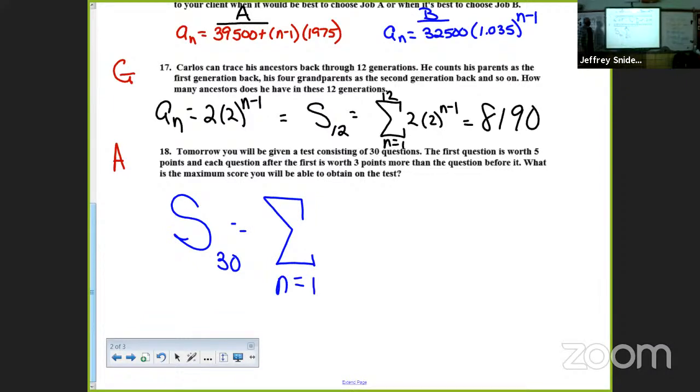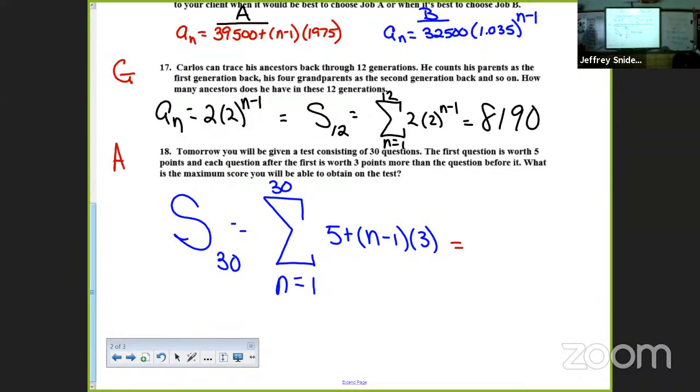I want the rule. What is the rule going to be on this one? A sub n equals 5 plus parentheses n minus 1 times 3. Boom, there it is. That's what you would put into Desmos. And then Desmos would tell you the maximum number of points on this test is 92. That's if you find how many points are on the 30th.